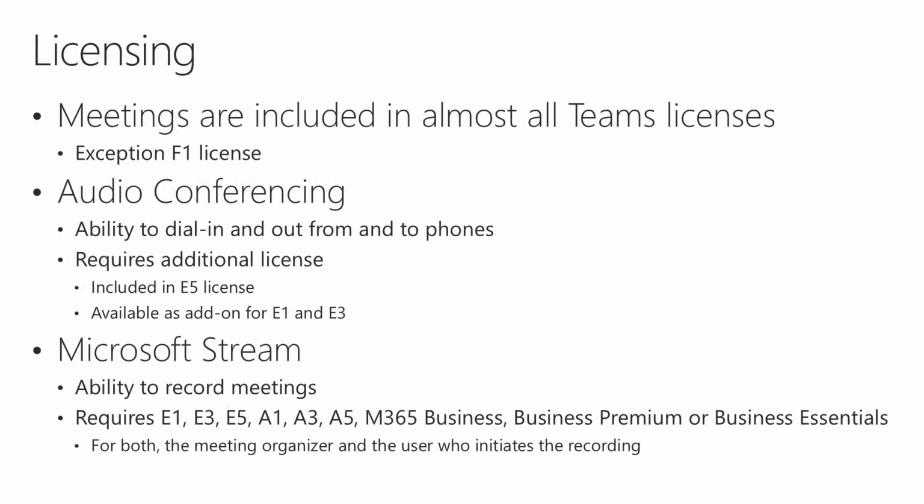From a licensing perspective, meetings is included in almost every Teams license. The only exception is the F1 license that doesn't include meetings. If you want to do audio conferencing, the ability to dial in and out from PSTN phone numbers, you will require additional licenses. You will need either the E5 license that already includes audio conferencing, or you need an add-on license that's available for E1 and E3. Please note that we will not go into detail of audio conferencing in this session, but we will have a dedicated module that will cover audio conferencing.